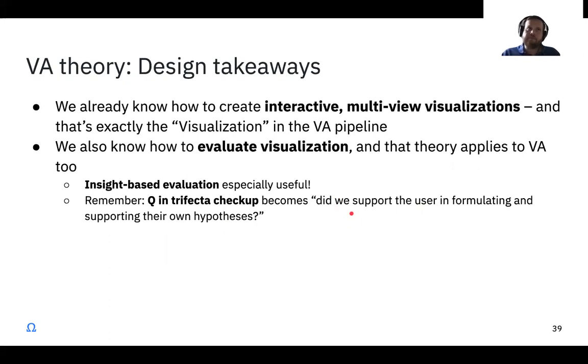Let me put it this way. I don't want to sound too directive here, because it's the TAs that are going to be the main authority judging your projects. But to be on the safe side, I would think of who the users or the domain experts of your VA project are, and then demonstrate with the queue that you support the user in formulating and supporting their own hypotheses, and explain how you're doing that. That would be the correct way, in my opinion.